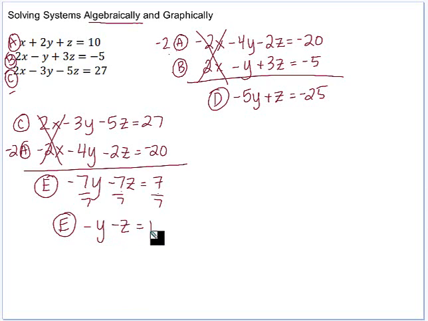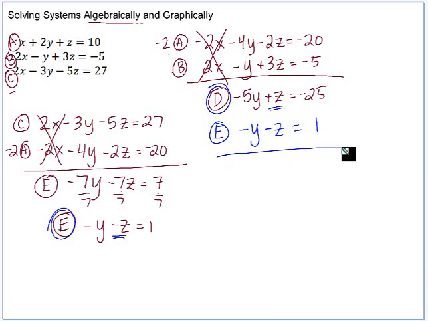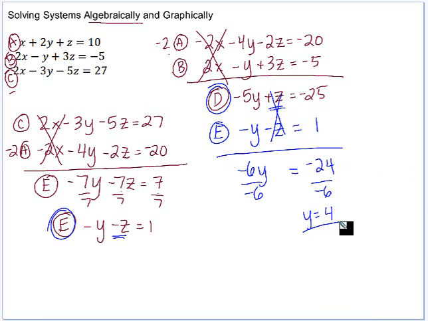So now I'm going to combine my 2 variable equations, my D and E, and try to get rid of either my y's or my z's. Notice here I have a plus z and a minus z. So I can already get rid of them by just adding them together. So that's exactly what we'll do. So we'll add these together. We'll be left with -6y. The z's now cancel. This is equal to -24. Divide by -6, and y is equal to 4.